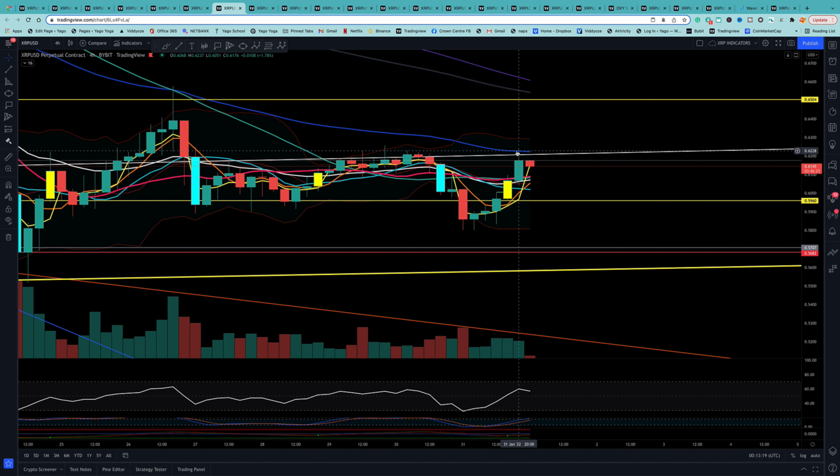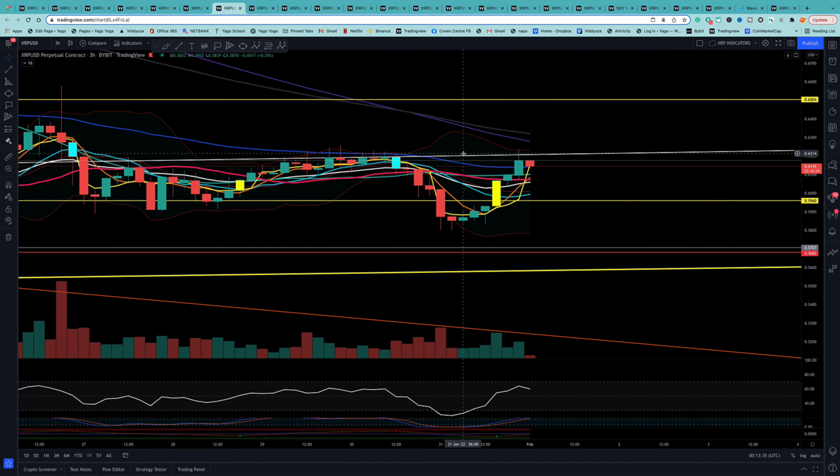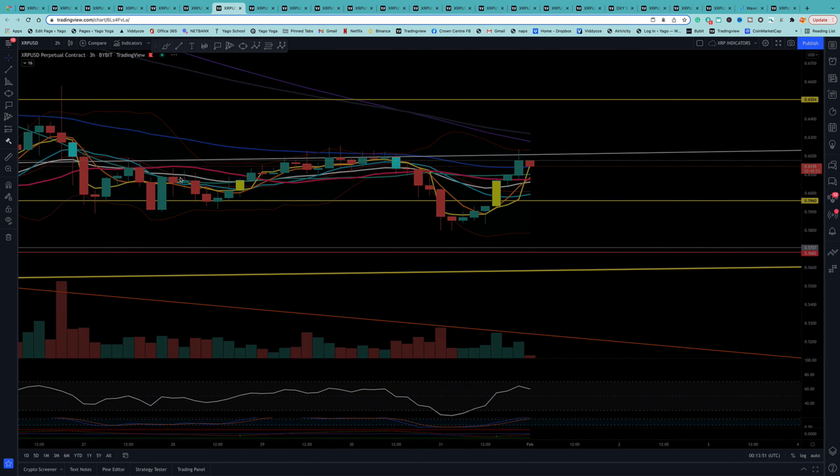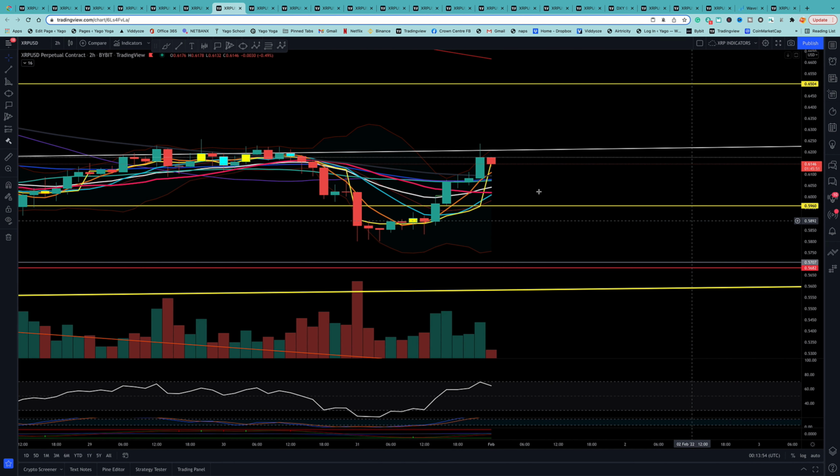Now we have a rejection here on the 55 EMA on the 4 hour. And again, the Bollinger Band's getting tight. Here's the big toe being made in the 4 hour. And again, here's the 3 hour. There's the 100 and the 144. This didn't seem like it was needed. The 55 seems to be doing it. That line there being a resistance. Again, tight Bollinger Bands.